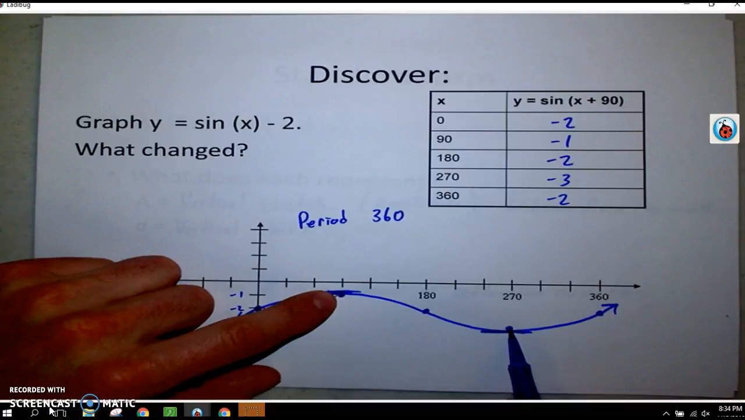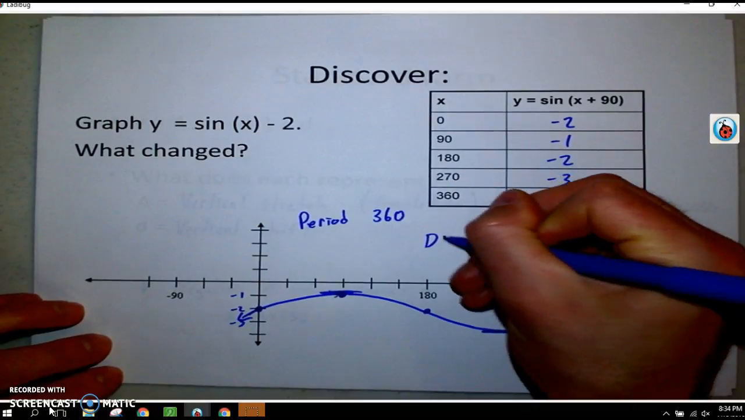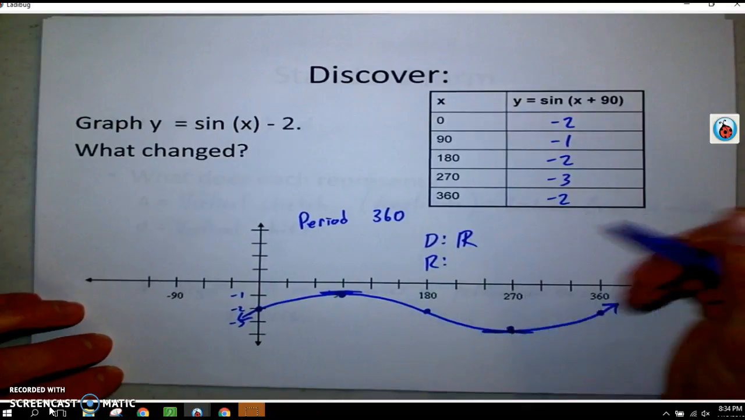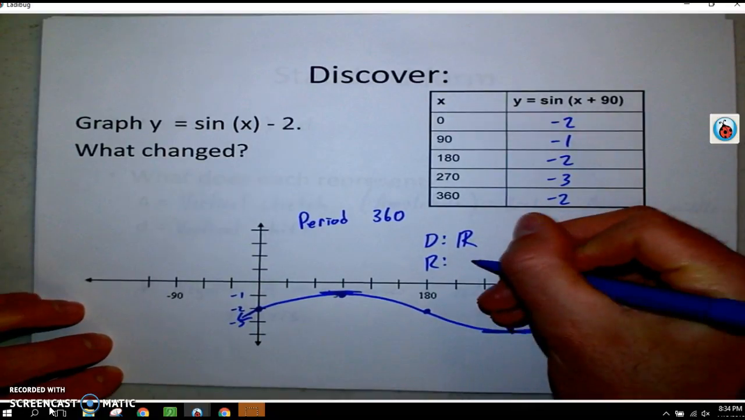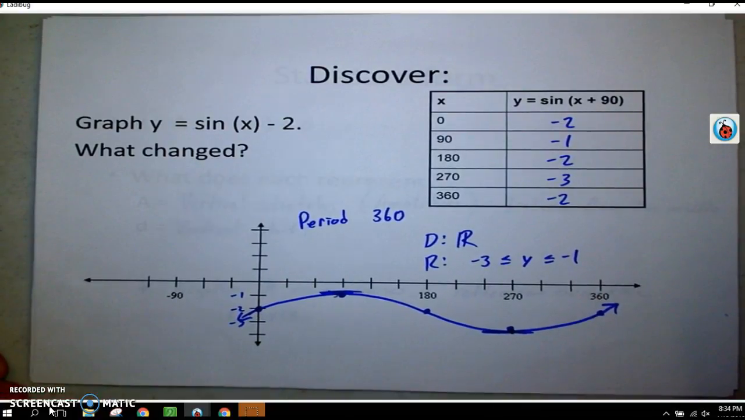I still have a range of only 2 units, but the actual, if we think about domain and range, domain would be all real numbers, and the range of this function, we would say that my y values are going from -3 to -1. And I would write that range as a compound inequality.